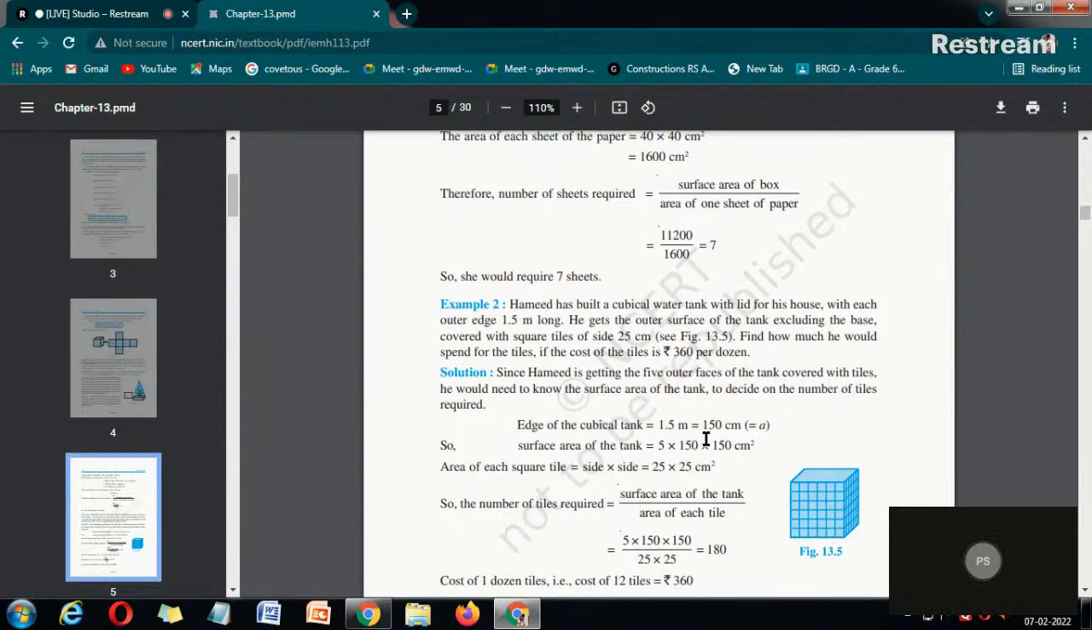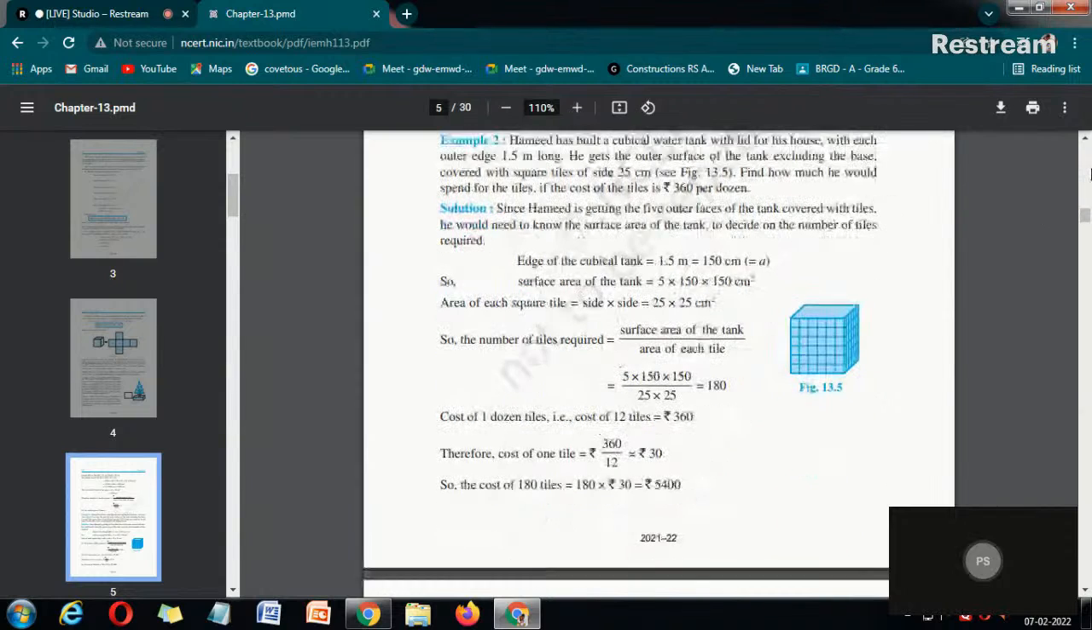Here, we're talking about money, guys, right? How many tiles do we require? It is 180. The cost of 12 tiles is 360. So the cost is 180 into 360 by 12.